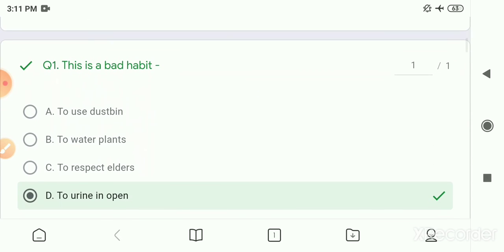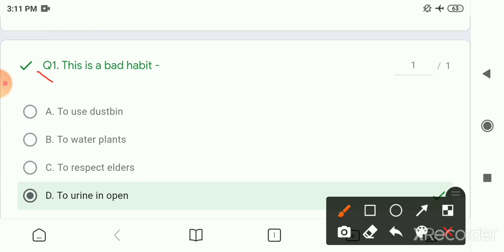The first question, this is a bad habit. The options given are to use dustbin, to water plants, to respect elders, and option D is to urinate in the open. So here your answer is option D, that is to urinate in the open. This one is the bad habit. The rest of the options are good habits, that is to use dustbin, to water plants and to respect elders. So here your answer is option D.